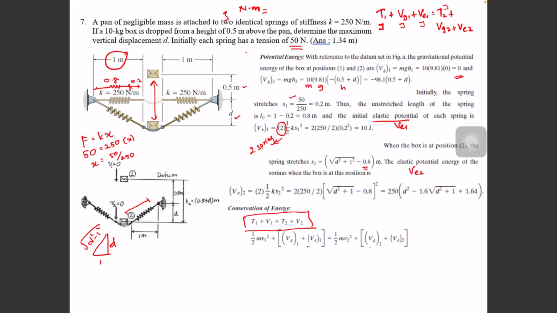So at V1 0 sebab dia start from rest. Okay, VG1 is also 0. V elastic we have 10 joule. Okay, we have 10 joule, right? And then half mv squared ini juga 0 sebab dia dah stop. Okay, maximum vertical displacement D, so start 0, ujung-ujung pun jadi 0, right? So we have 0 as well here. So plus this is VG2, this is VG2, tadi kita ukur kat sini, yang ini VG2, right? Plus VE2, okay, this is VE2.